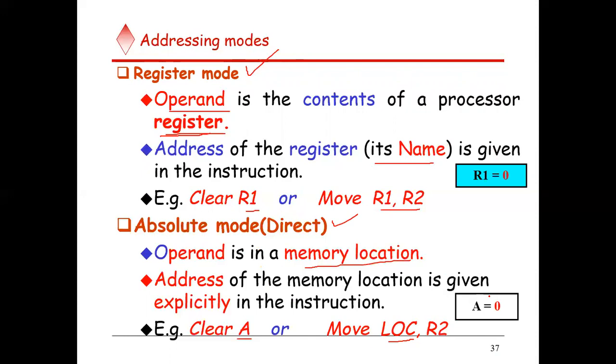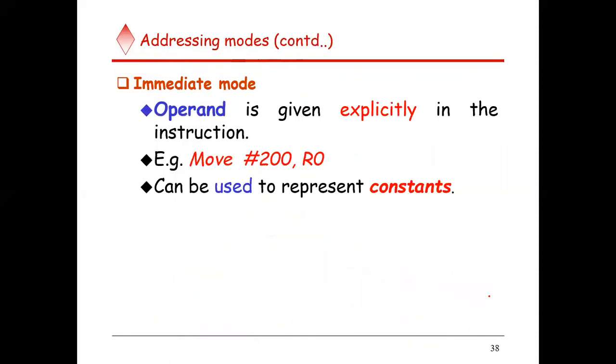We'll move on to the next one, called immediate addressing mode. What do you mean by immediate addressing mode? In immediate addressing mode, the data itself is given directly in the instruction. See, the operand is given explicitly in the instruction. Here the hash symbol is also added. It means the value. So the value 200 will be moved into R1. That is what this instruction is saying.